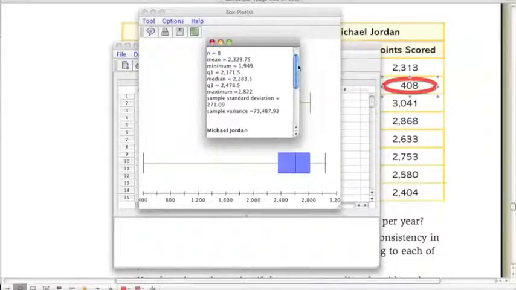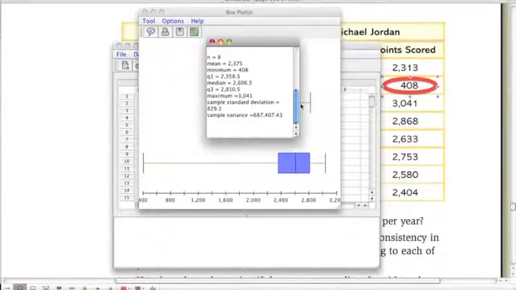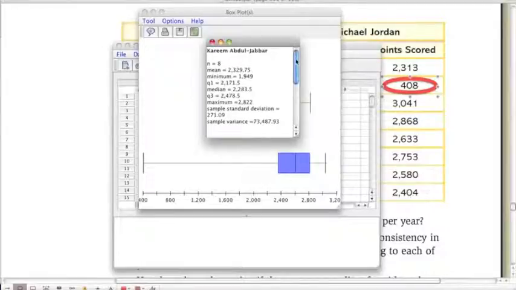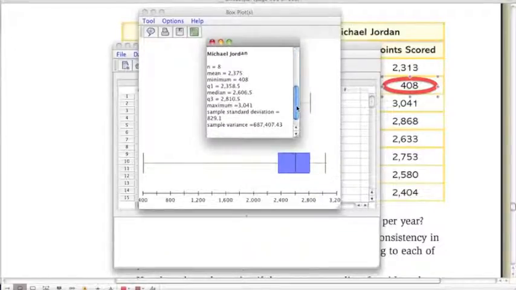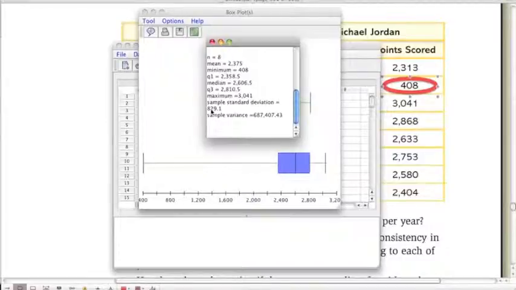Kareem, 307. Michael Jordan, 452. Kareem would be judged to be the more consistent using the IQR. Now, I said that the standard deviation is not really valid here, and let me kind of show you why. See this standard deviation number right here? The sample standard deviation for Kareem is 271. Looking down here at Michael Jordan's, his is almost 830. 829 is the sample standard deviation for Michael Jordan.